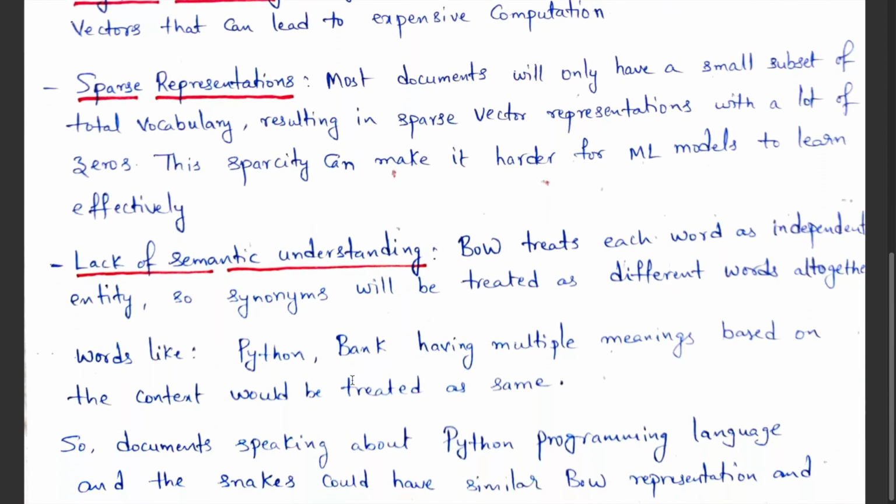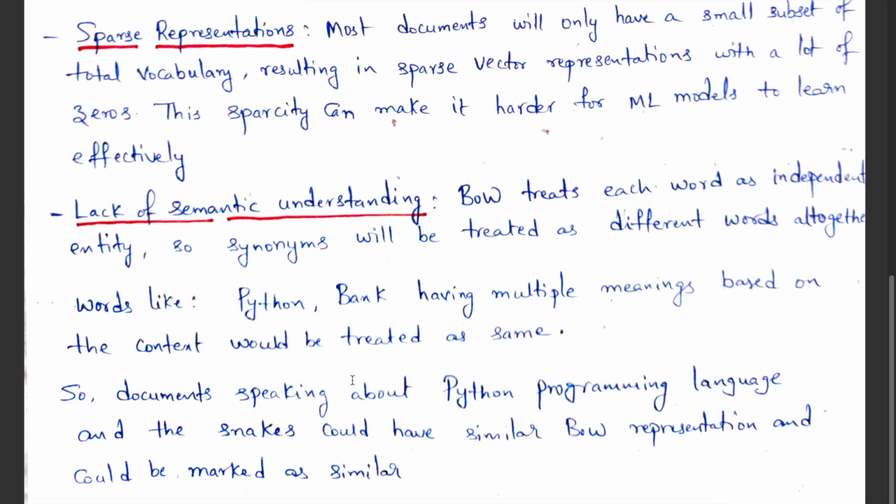So the fourth disadvantage is lack of semantic understanding. The bag of words will treat each word as an independent entity. So if there are synonyms in our corpus, the synonyms will be treated as different words altogether. Even though the meaning of the word is the same, but the word is having two different forms, the bag of words will treat both of them as different words and it will give a different representation.